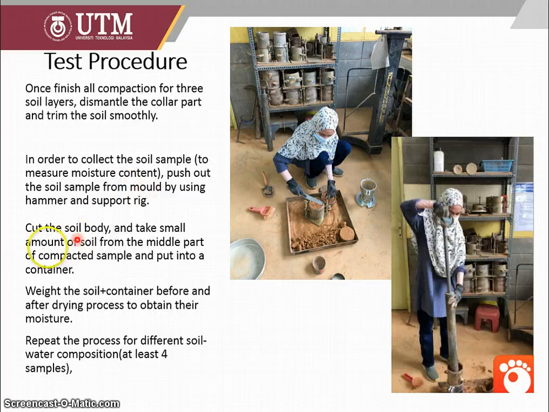And we cut the soil body, take a small amount of soil, and weigh the soil with a container before and after the drying process. Usually the drying process will take about 24 hours. And this result will become the moisture content. Initially, we already mixed the soil with the water, but that is not the moisture content. The final result from the compaction is the moisture content.